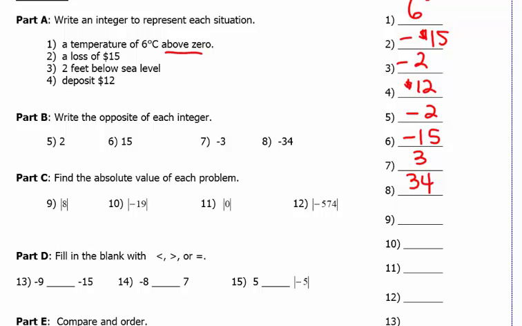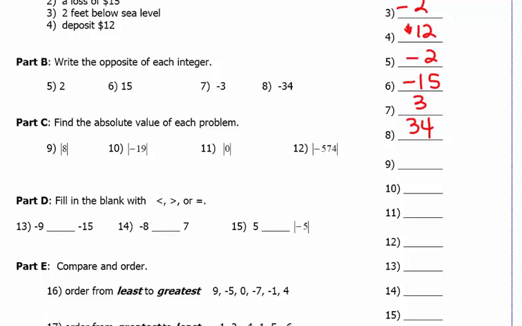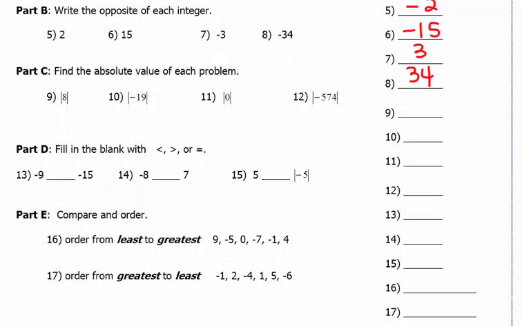Part C, the absolute value of each problem. Absolute value is always positive. It's the distance from 0. It doesn't matter about direction. So I just take that number inside the absolute value bars. Make sure you do not write the bars after you take the absolute value of it.